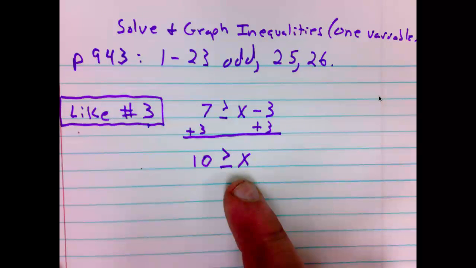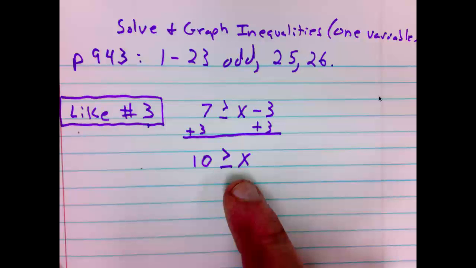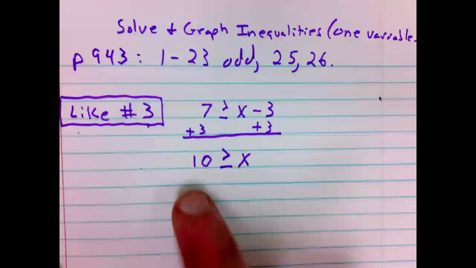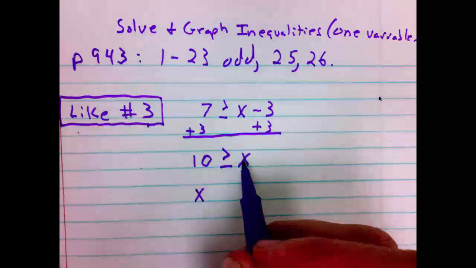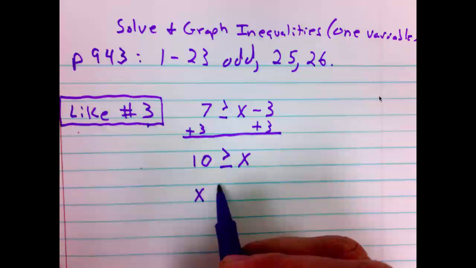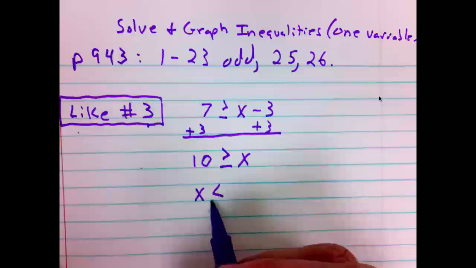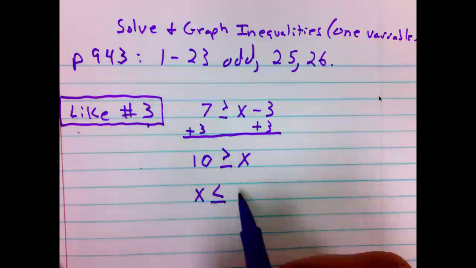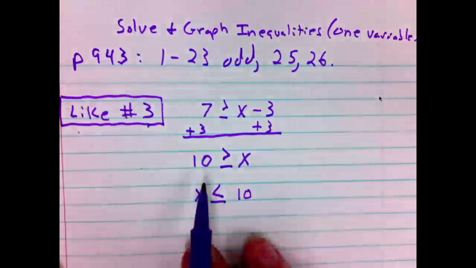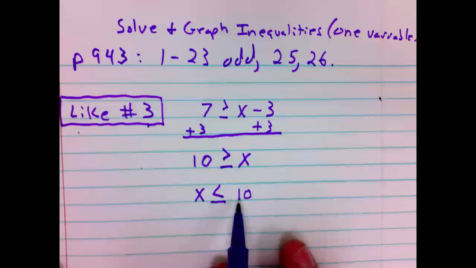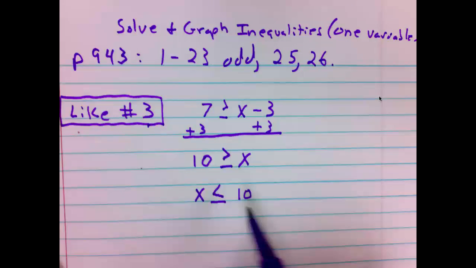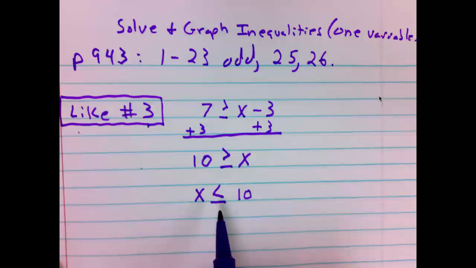We could graph this, but we're going to rewrite this statement such that the x is on the left-hand side. Notice the less than is pointing towards the x, so we will again point it in this direction. To say that 10 is greater than or equal to x is equivalent to saying x is less than or equal to 10. Now I'm going to graph this statement.